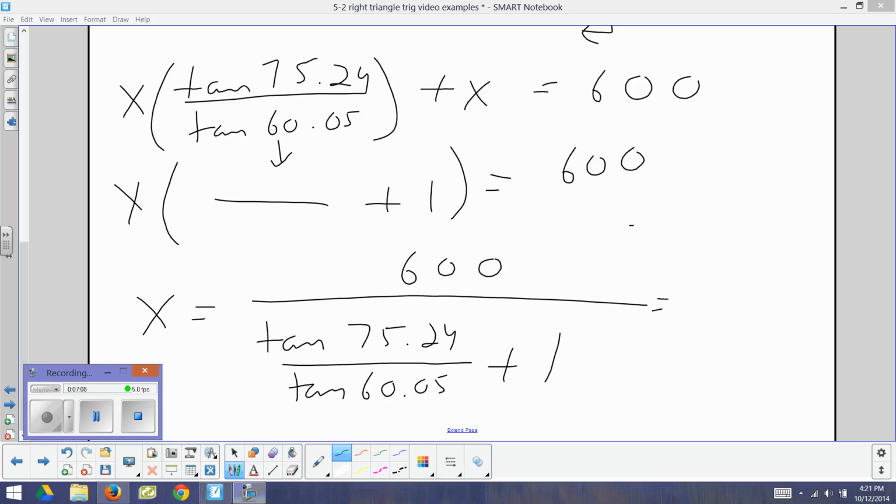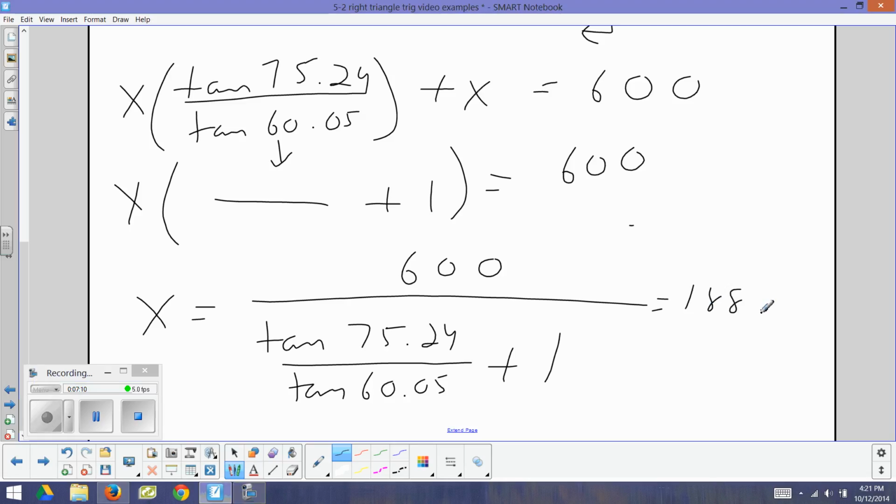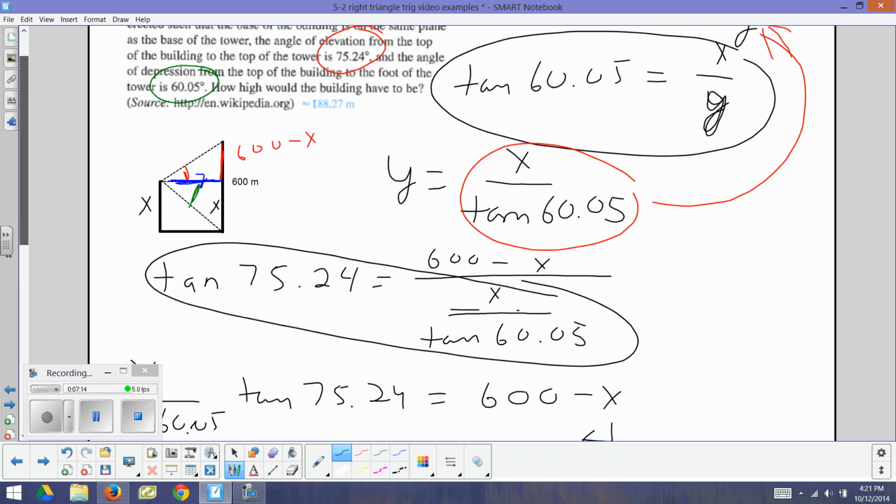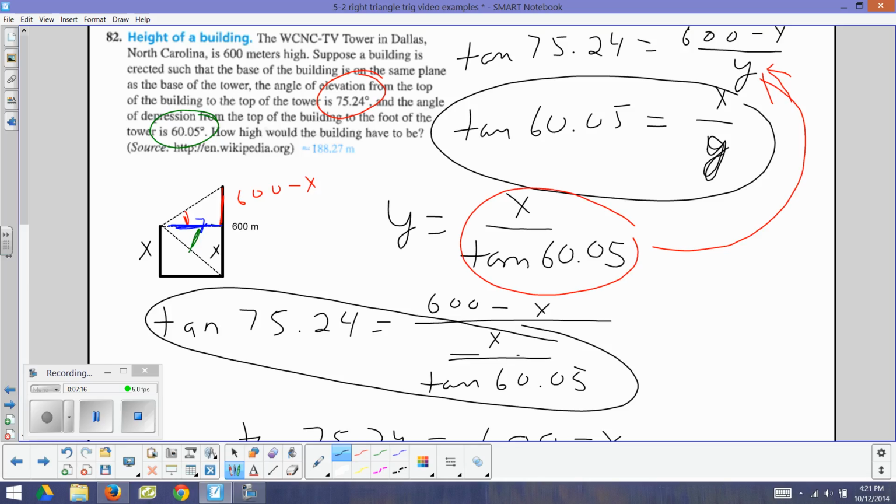When you plugged it in your calculator, you should have gotten 188.267, and it's in feet, right? Feet? No, meters, sorry, meters. So 188.267 meters is your answer. And that's how tall the building is.